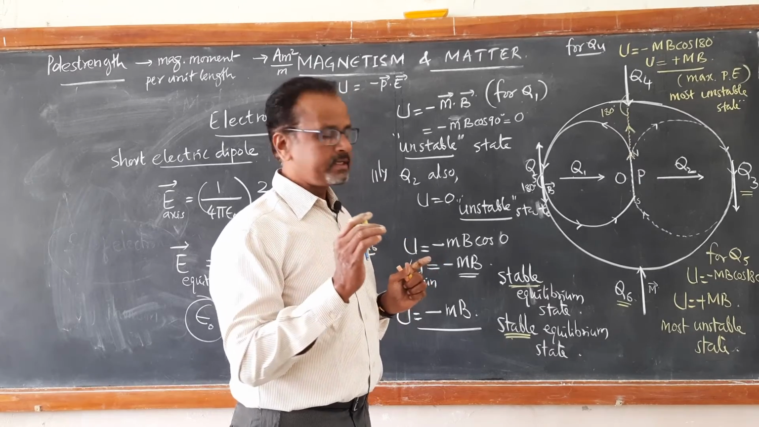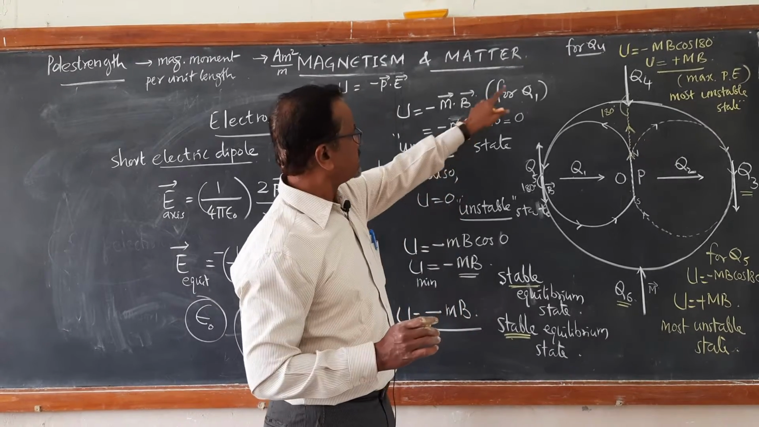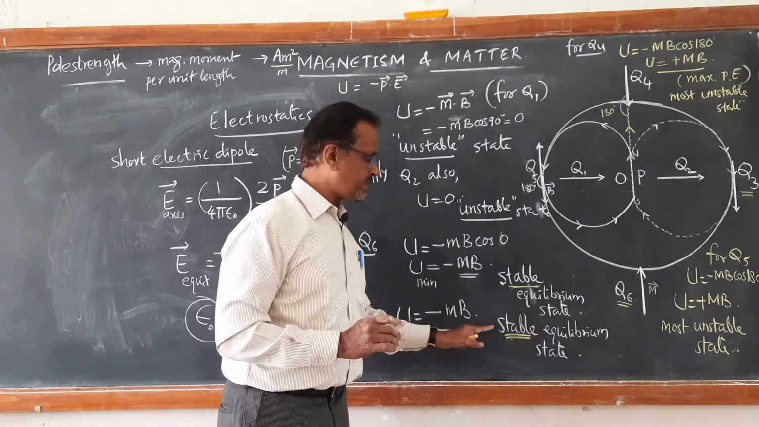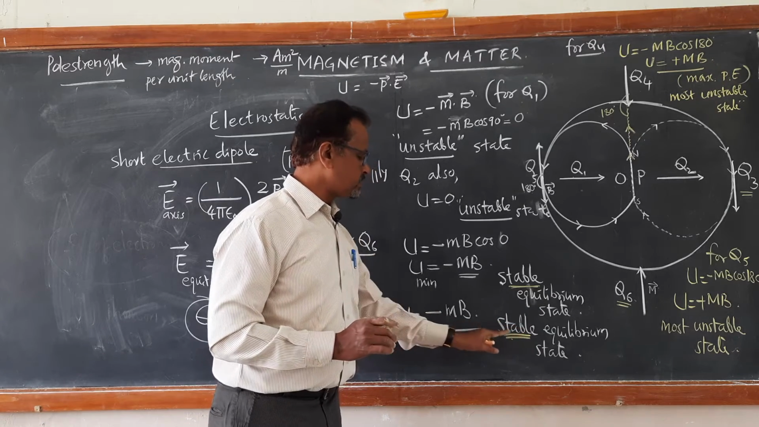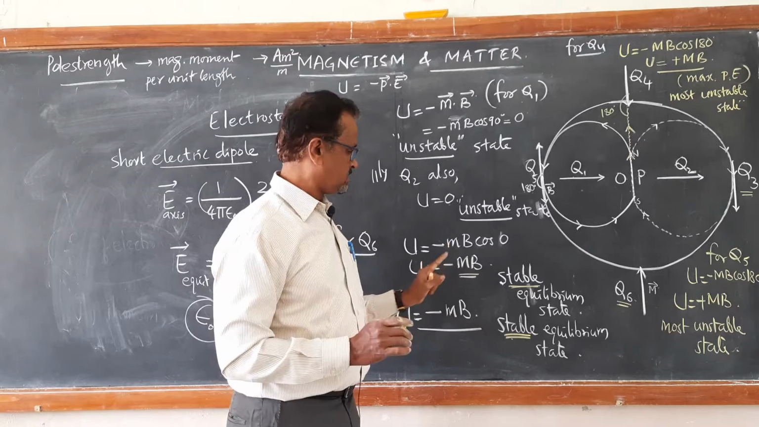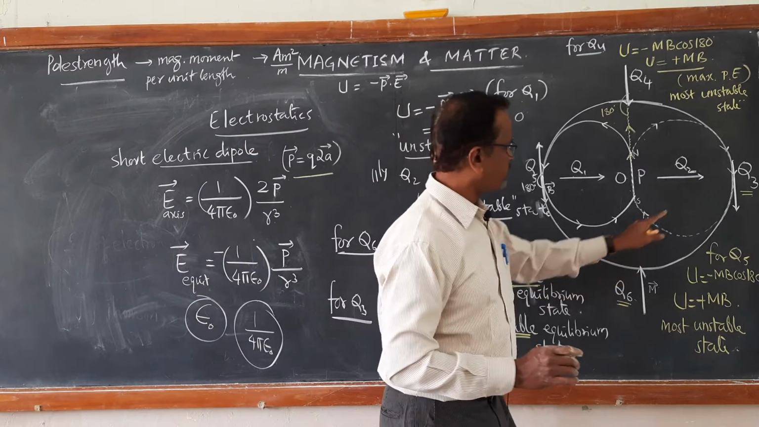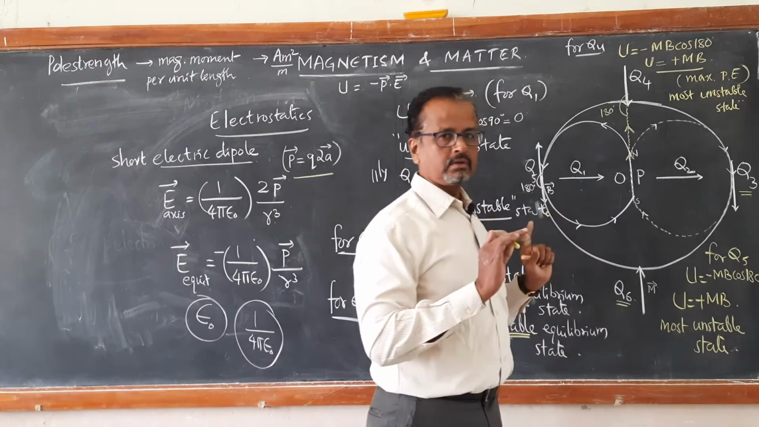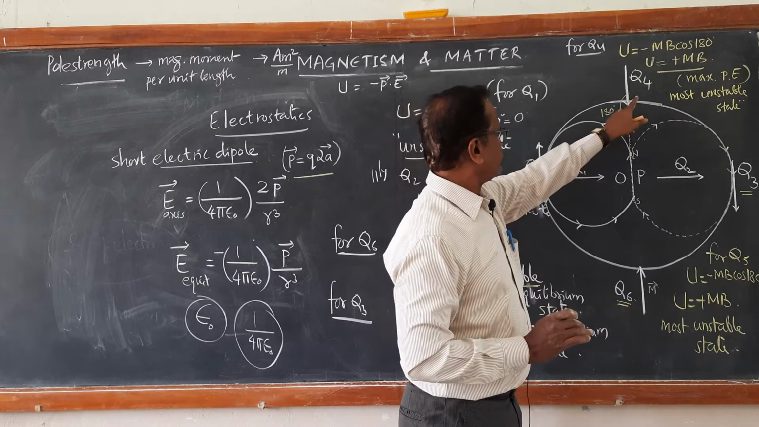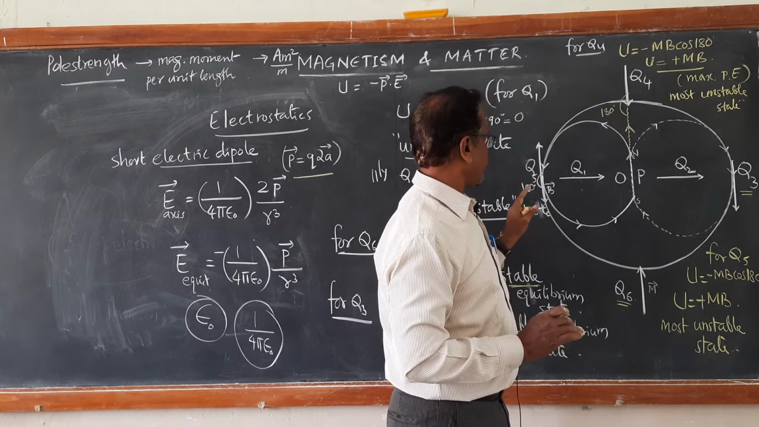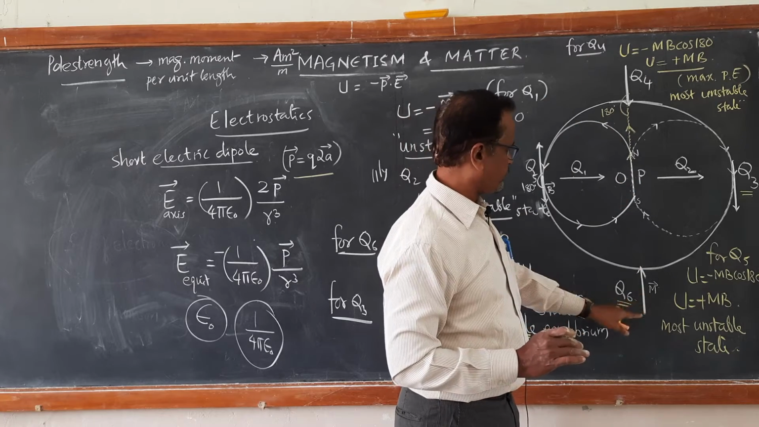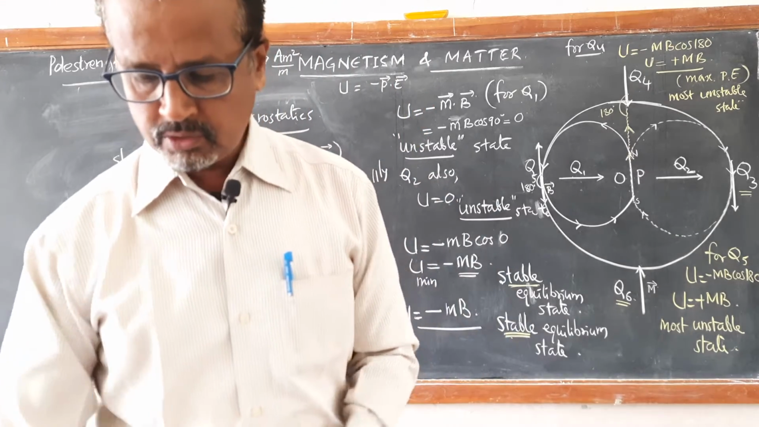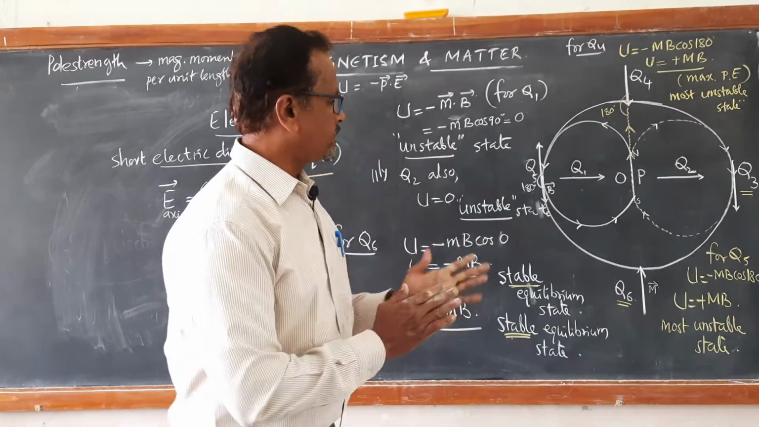So the potential energy varies from minus mb to plus mb. Minus mb means minimum potential energy, implying the most stable state. So two positions, Q3 and Q6, most stable state. Q1, Q2 not in equilibrium. Q4 and Q5 most unstable state. So this is an interesting activity, which can be dealt with by calculating the potential energy.